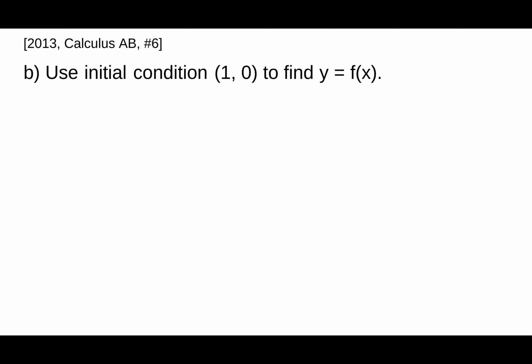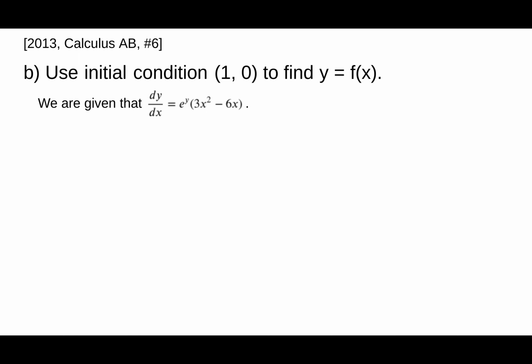In part B, we are asked to use the initial condition (1, 0) to find an actual function y = f(x). To do this, we're going to have to use separation of variables. In fact, usually when you have to solve a differential equation on the AB exam, the expectation is you will use separation of variables because it's typically the only method that is expected to be taught in the AB part of the course. And if you don't use separation of variables, you put a lot of points at risk. So make sure you understand how to do separation of variables.